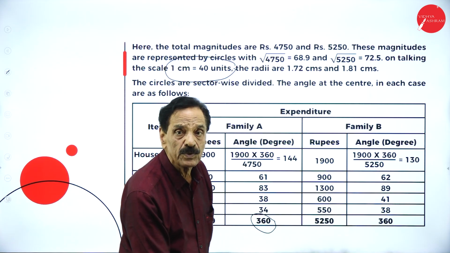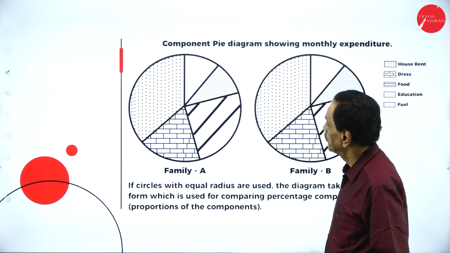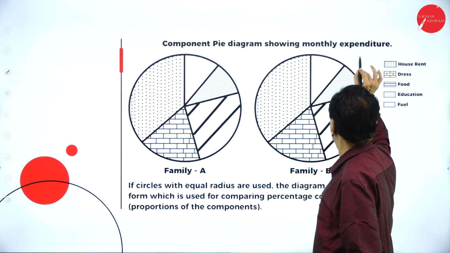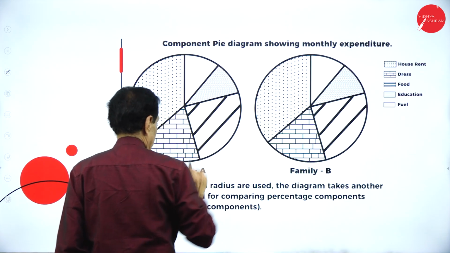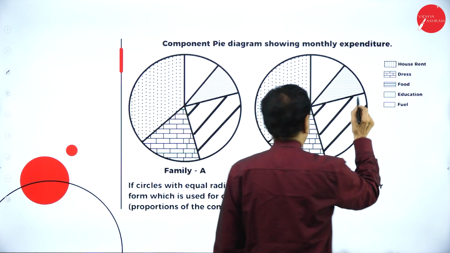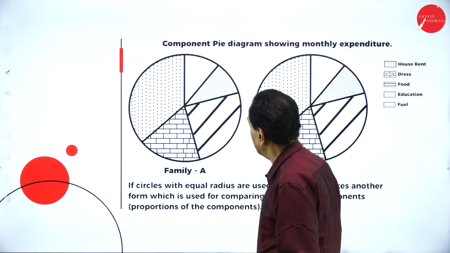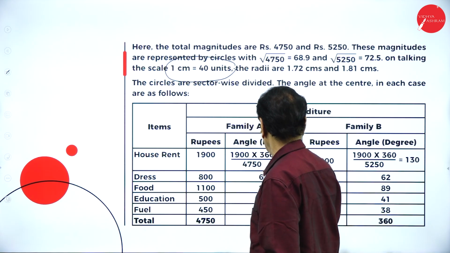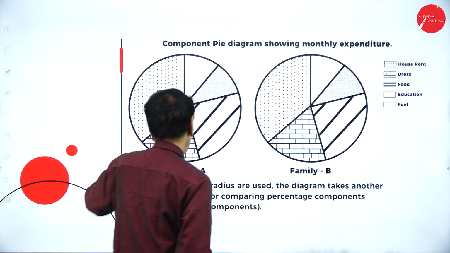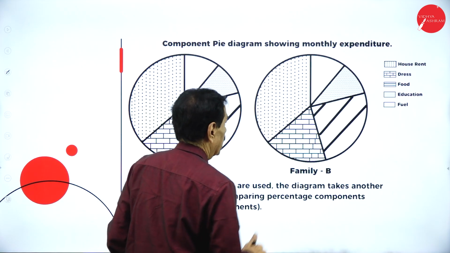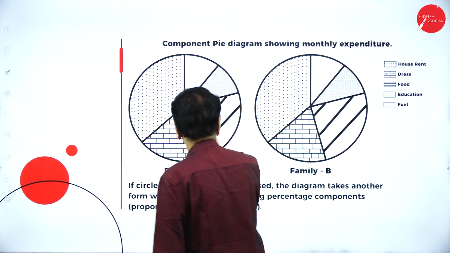Totally it is 360. Then put it into a circle now. So, component pie diagram of monthly expenditure: make a circle like this. Then the first one, house rent, this is your house rent. Here is the representation of the pie diagram. House rent is 144. Then we have dress. Then here is the representation, dress is there. Then we have food. This mark is food here.